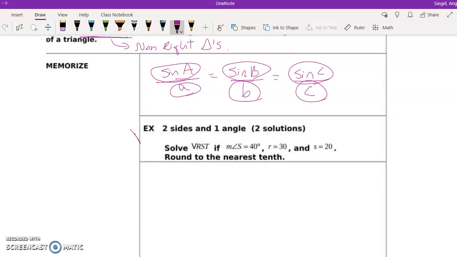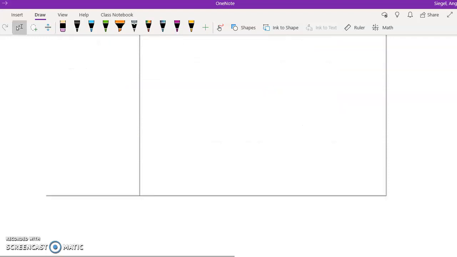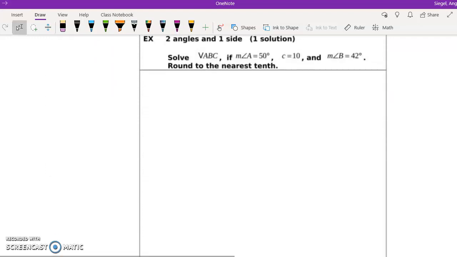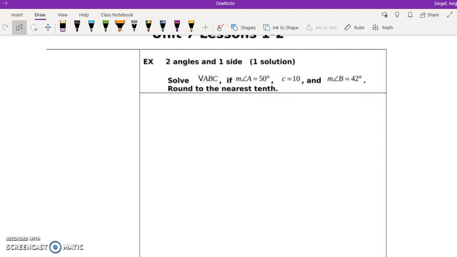I want to come back to this one. Let's start out with a really basic one, like the second example in your notes. Let's jump there. I'm going to start off with the formula. If you don't have A, B, and C for your angles, change it to whatever you need.